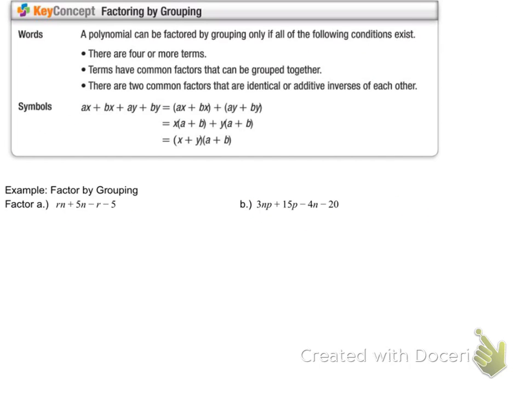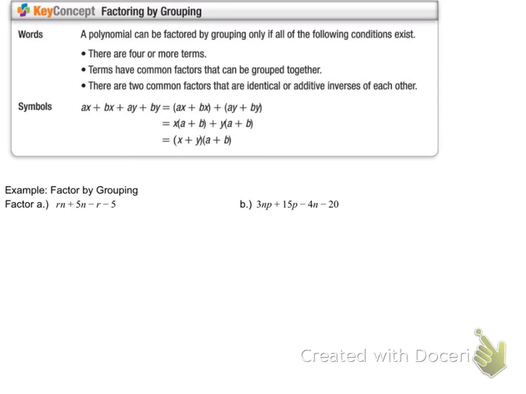The next part here, guys, is called factor by grouping. Factor by grouping only works if the following conditions exist. There are 4 or more terms. You have common factors that can be grouped together. So you should be able to put terms together that will have common things. And then there has to be 2 common factors that are identical to each other.